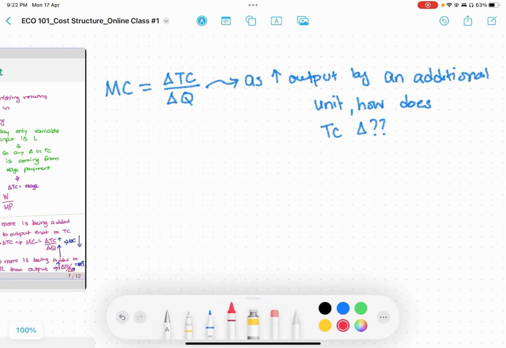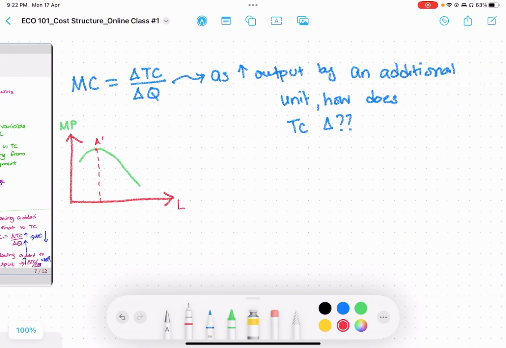For our own convenience, let me just draw the marginal product curve right here. It looks like this, and this, as we said, is A dash. So before A dash, there is increasing returns. By increasing returns, what we mean is that as you're adding more variable inputs, let's say hiring more labor, the contribution to total product is more and more with every single labor added. So remember, the total product actually increases at an increasing rate. Let me just write that down.